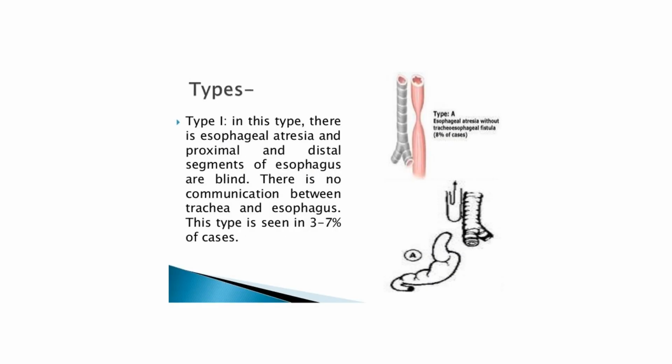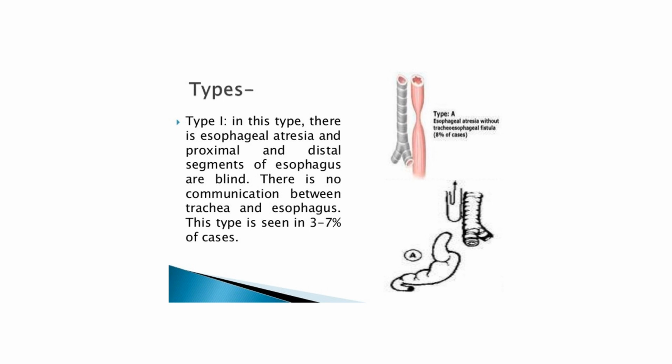Next, there are some types of TEF. One by one we will discuss the types of TEF. In type 1, you can see there is no connection in between the esophagus tube. Because there is no connection, they will form two different blind pouches. So in type 1 there is no connection in between the esophagus tube.